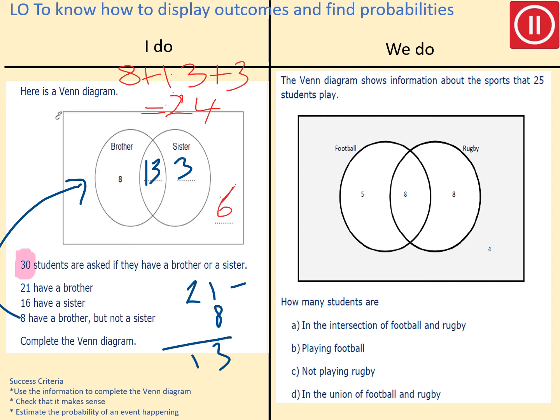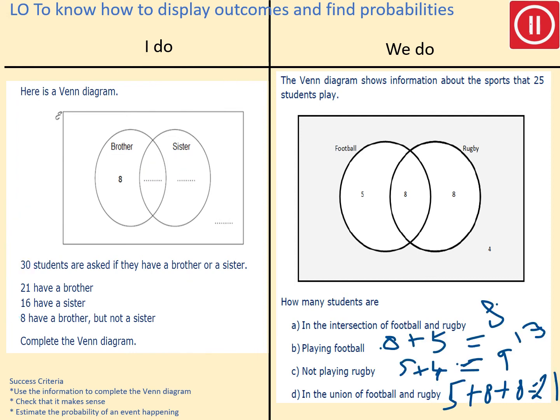Let's have a look at the other question. It says, in the intersection of football and rugby, how many students are there? Well, in the intersection where the 2 circles cross over, that would be 8. How many play football? Well, there's 8 in the intersection and 5. So 8 plus 5 is 13.